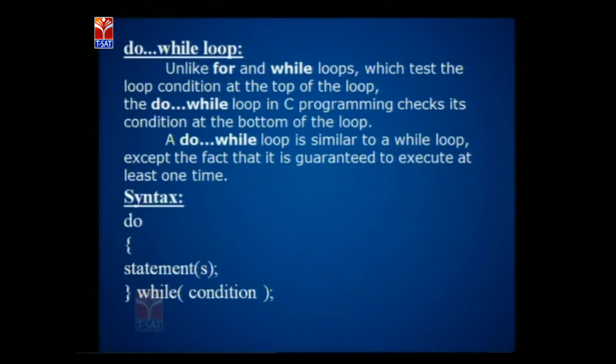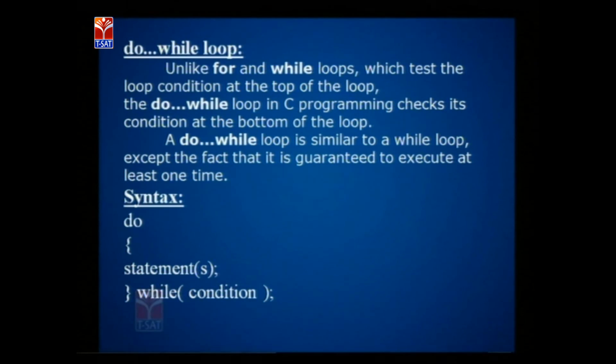And now let's speak about the do while loop. Unlike for and while loops, which test the loop condition at the top of the loop, the do while loop in C programming checks at the bottom of the loop. A do while loop is basically similar to the while loop, but do while is also called an exit control loop. And the fact is that it is guaranteed to execute at least one time, which means that the execution continues until the condition has been satisfied.